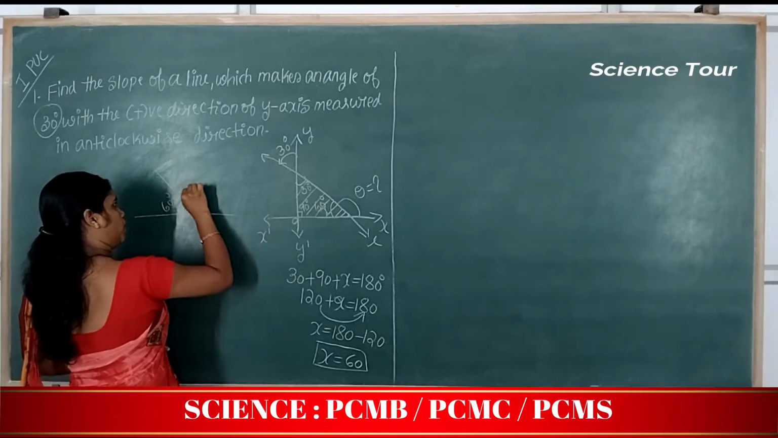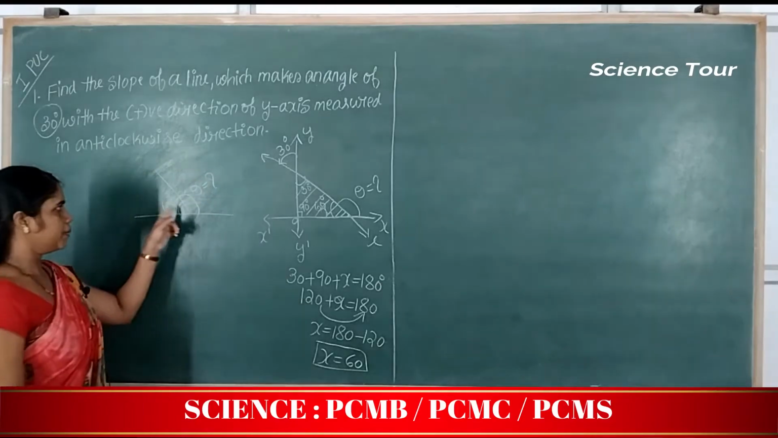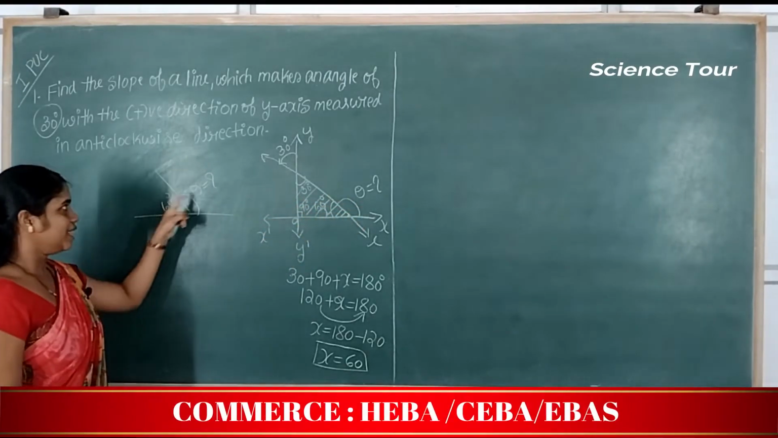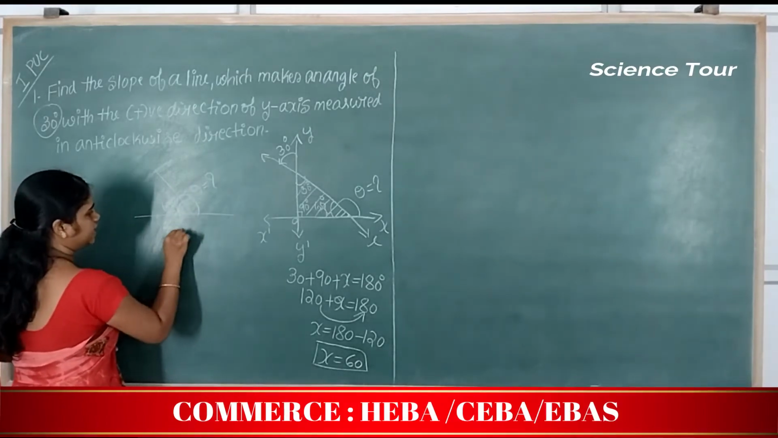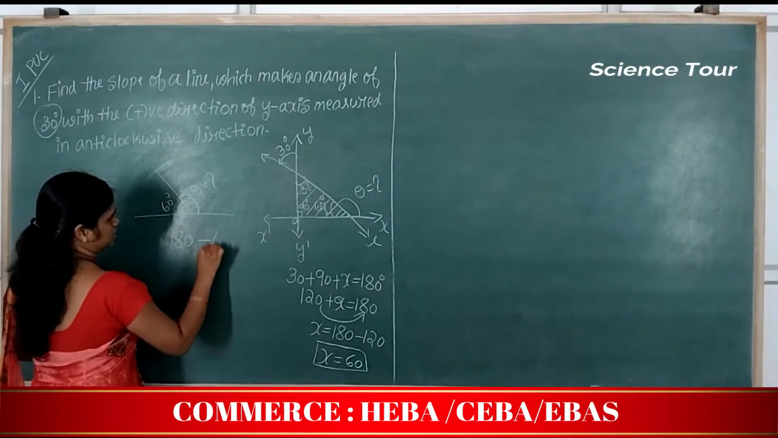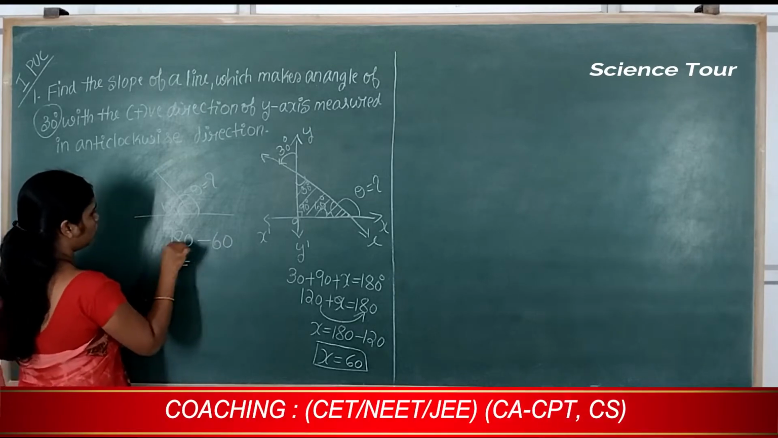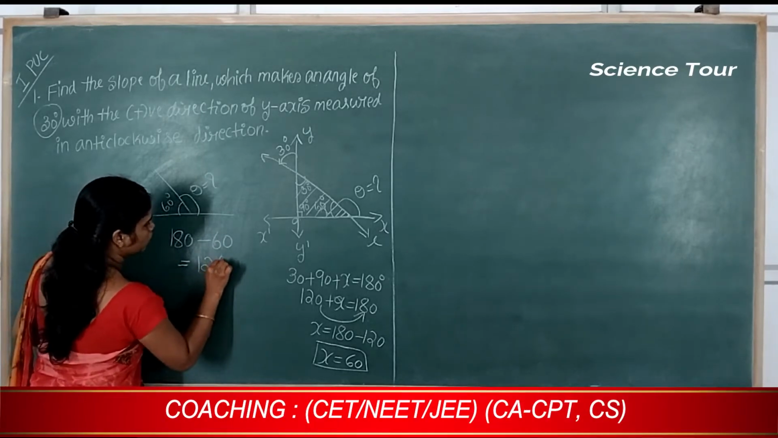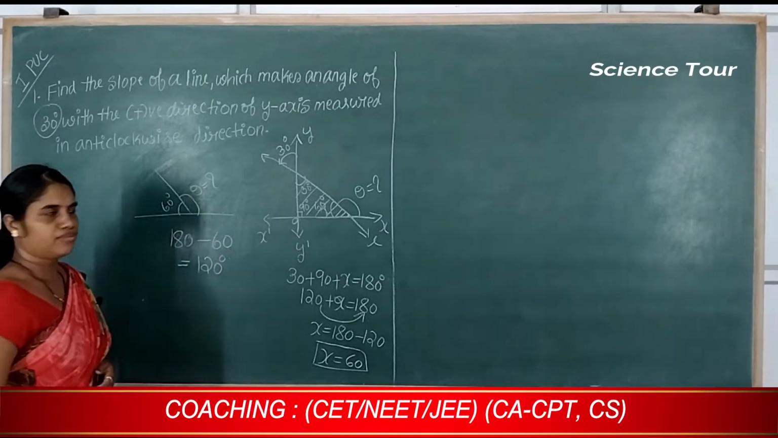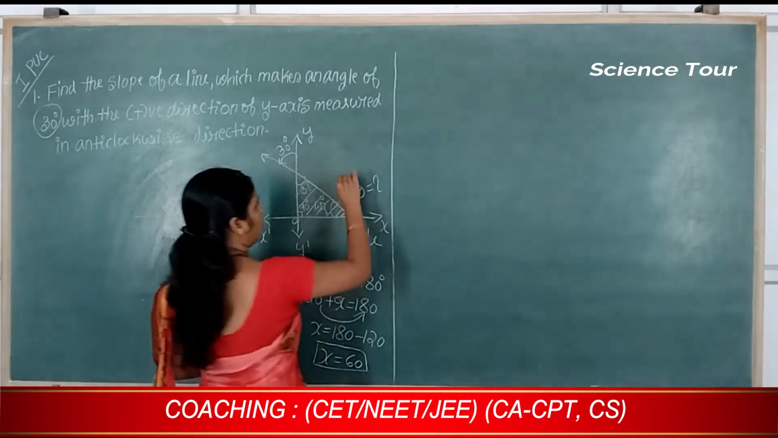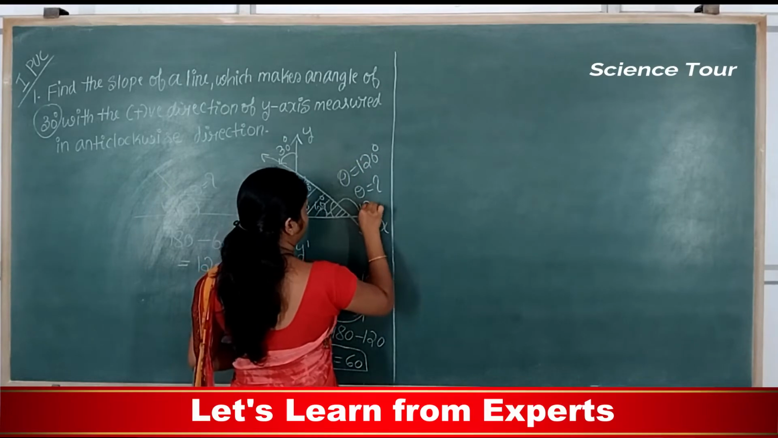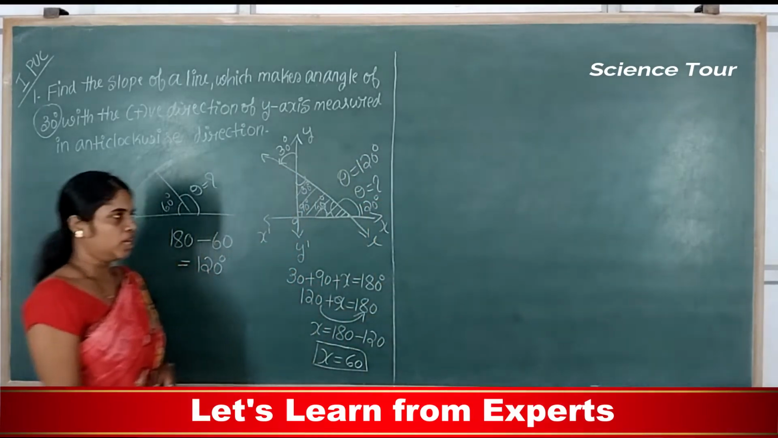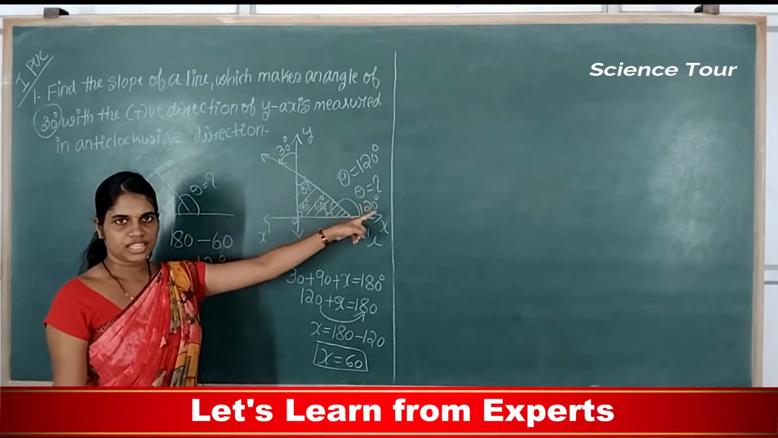So what about this theta value? Linear pair concept. So this is equal to 180 minus 60, equal to 120 degrees. So the required value of inclination theta is 120 degree. Understood now? Okay, how to calculate the value of inclination?